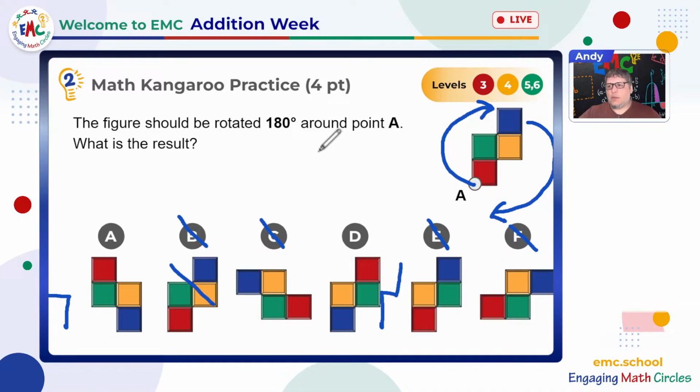Well, you might notice that it should look about the same as what it does right now. So I think it's got to be D. If you got D before me, that's great. You are awesome.